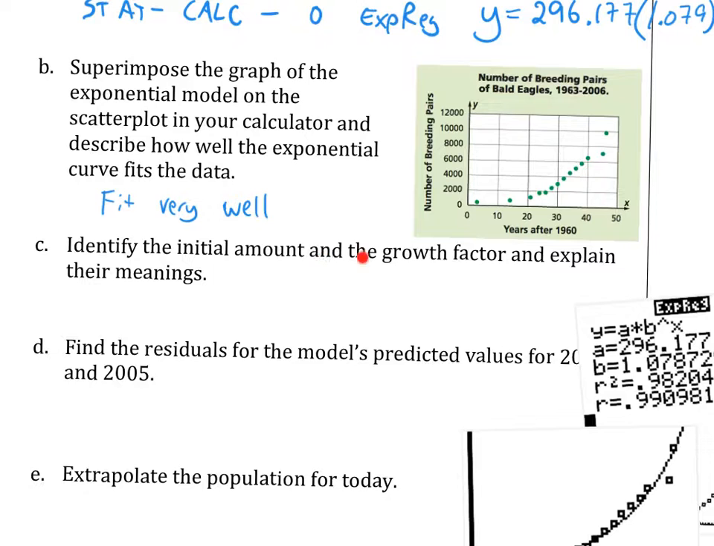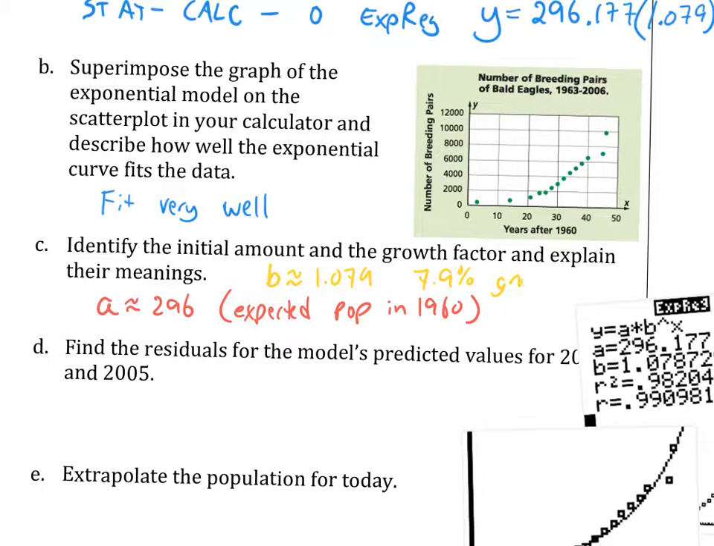Identifying the initial amount and the growth factor, and of course explaining their meaning. The initial amount A is approximately 296, and this is the expected population in 1960, which is not true in real life, but according to our model, it is. And of course, our B is approximately 1.079, so that means it's a 7.9% growth per year.